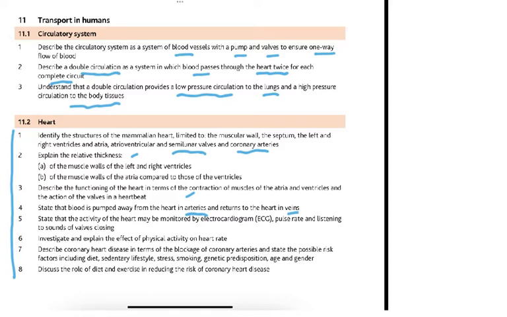State that the activity of the heart may be monitored by ECG, pulse rate, and listening to sounds of valves closing. Investigate and explain the effect of physical activity on heart rate. Describe coronary heart disease and describe the role of diet and exercise in reducing the risk of coronary heart disease.